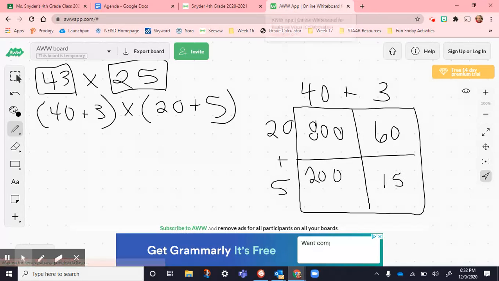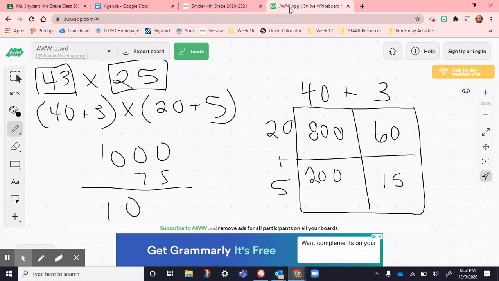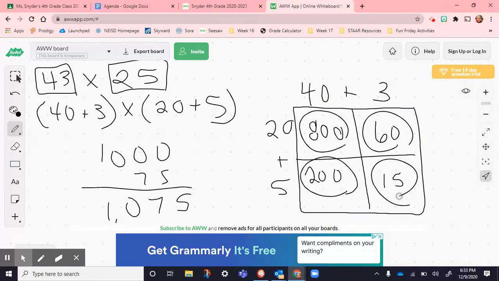So now I'm going to add those up. So I know 800 and 200, I'm going to go ahead and do those in my head. I know that's 10 with 2 zeros, 1,000. And 60 and 15, I know in my head is 75. So that's 1075. But what you're doing is you're adding up all these partial products. And then this is our answer there.